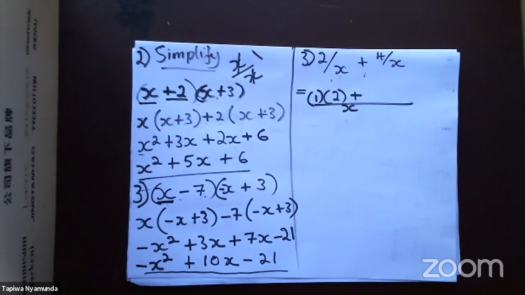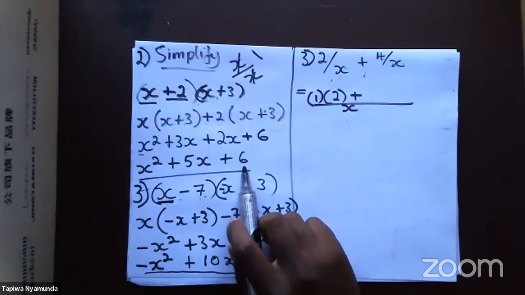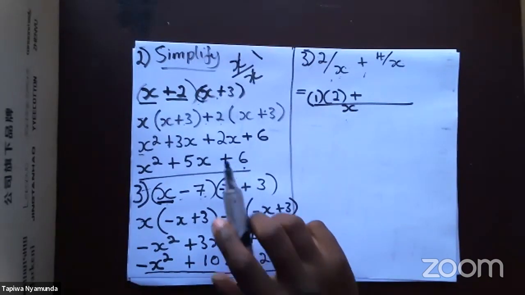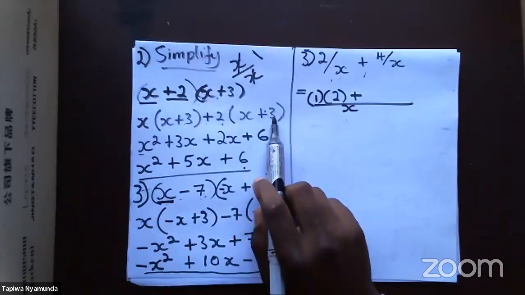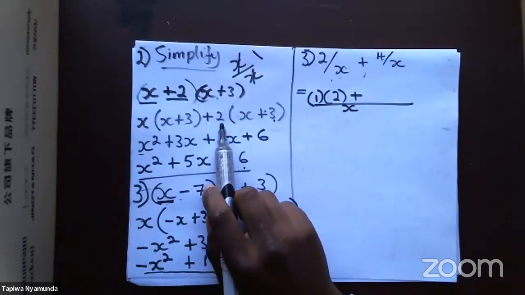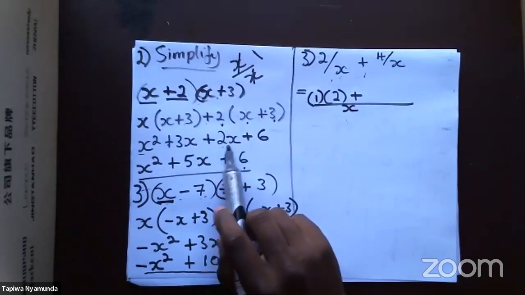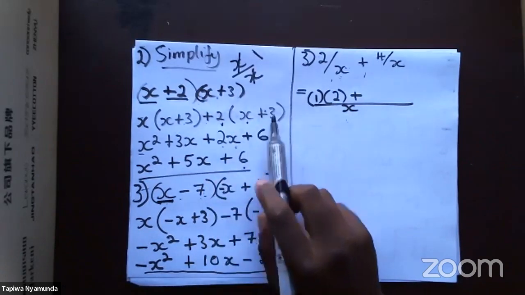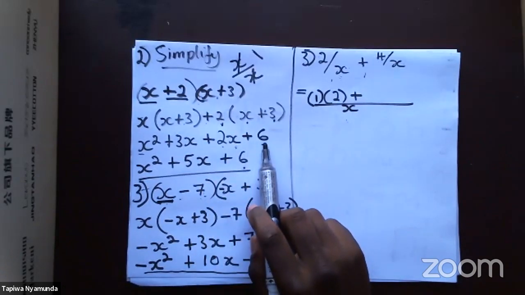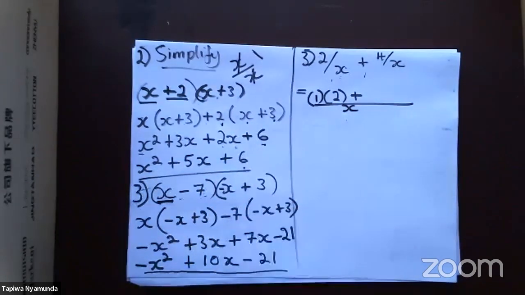Sir, I have a question on number 2. How did you get that number 6? Number 6. Which one? This one? Yes, sir. Oh, we said 2 multiplied by 3. Do you see what we are doing? We are saying 2 multiplied by x, we have 2x. When you say 2 multiplied by 3, we have a 6. Oh, okay. Thank you, sir. It's okay, my man.